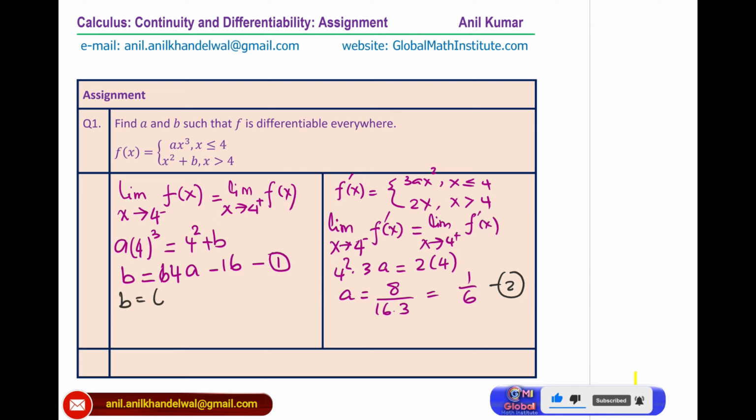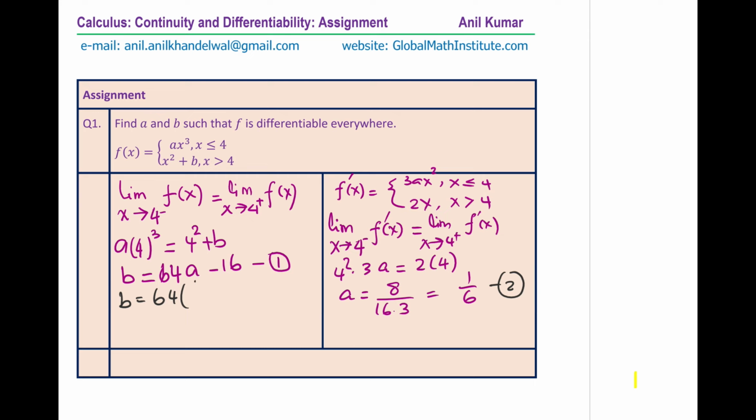Substituting a as 1 over 6 in the first equation, we get b equals 64 times 1 over 6 minus 16. We can simplify this by dividing by 2 at least. We get 32 by 3 minus 16. So that gives you the value as what? 32 minus 3 times 16 is 48, over 3. So this gives you a value of b equal to negative 16 over 3.